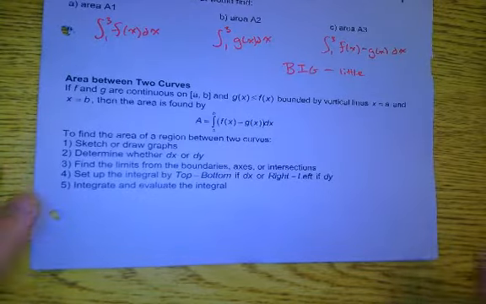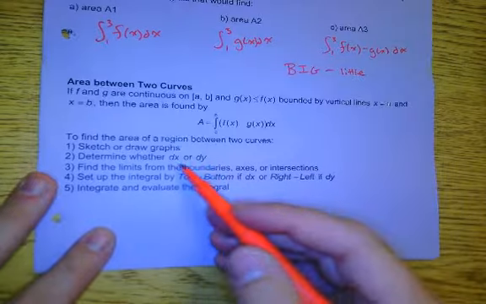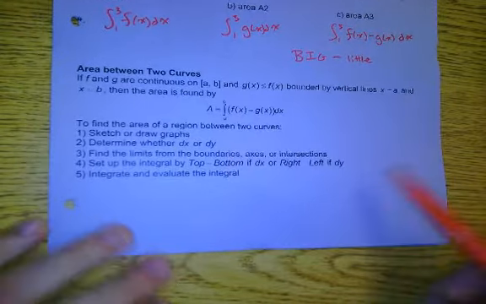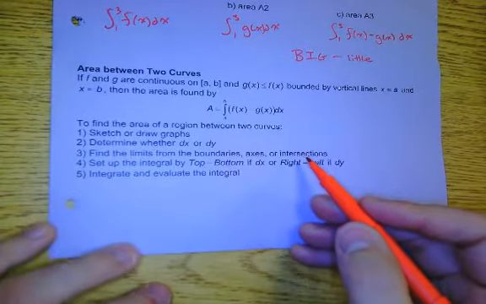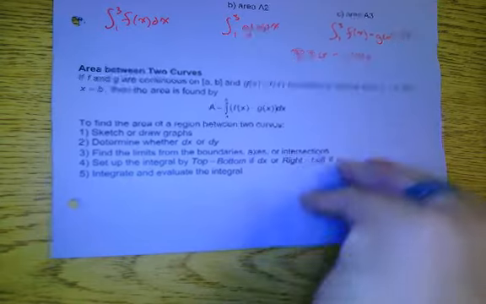So these are the steps to find the area between two curves. You would just sketch or draw the graphs, determine if you wanted to go the route of dx or dy. We'll talk about that when we get there. Find the boundaries or the intersection. Sometimes they give you the boundaries. Sometimes you need to find the intersection. And then you're going to set up the integral and then evaluate it. So let's do it.